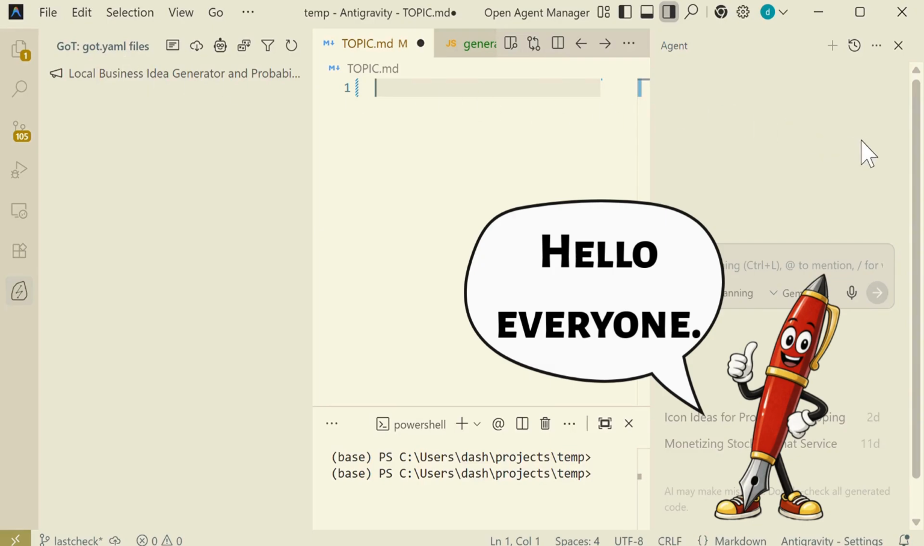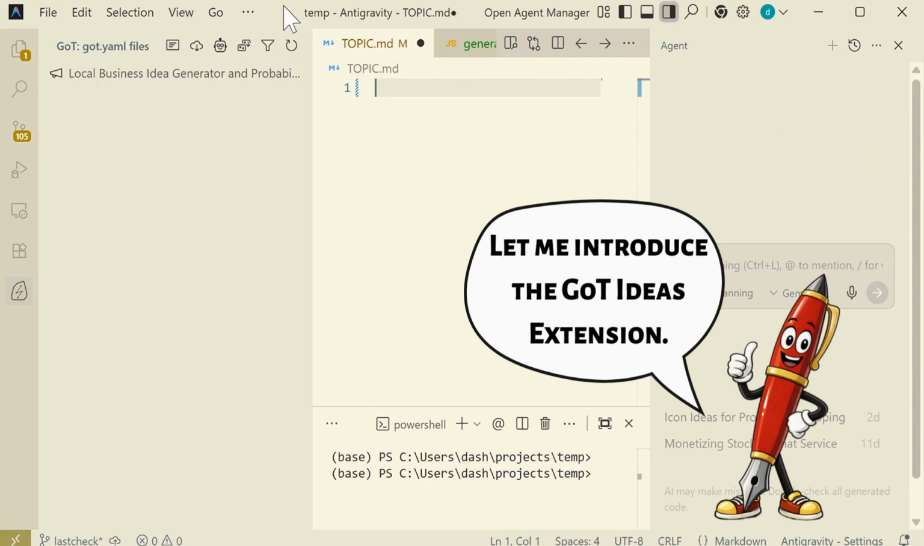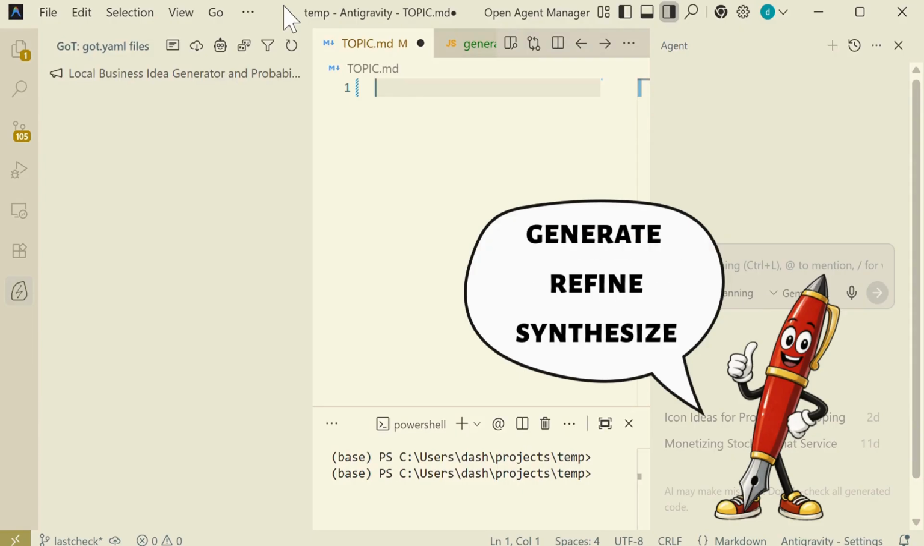Hello everyone. Today I'd like to introduce the GoT Ideas extension. This is a tool where AI doesn't just generate ideas, it refines and synthesizes them into structured idea graphs. The AI actively organizes, connects, and sharpens ideas into something you can actually work with.